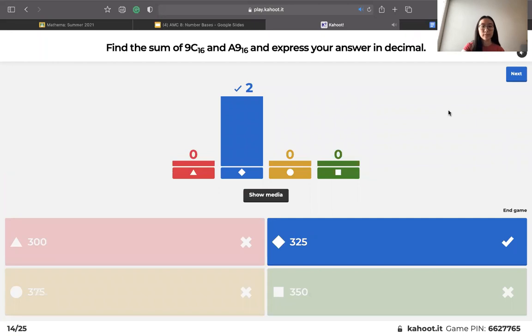Okay, so you got it correct. Very nice. So 9C is going to equal 156 and A9 is going to equal 169. Remember, multiply digit by place value. But you guys know that, of course, because you got it right.